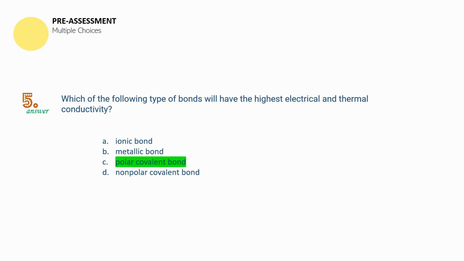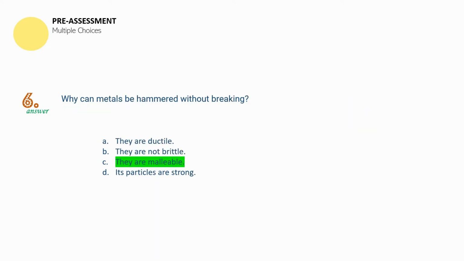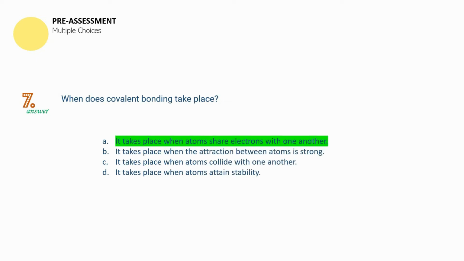Question number 5, the answer is C. Polar covalent bond. Question number 6, the answer is C. They are malleable. Question number 7, the answer is A. It takes place when atoms share electrons with one another.